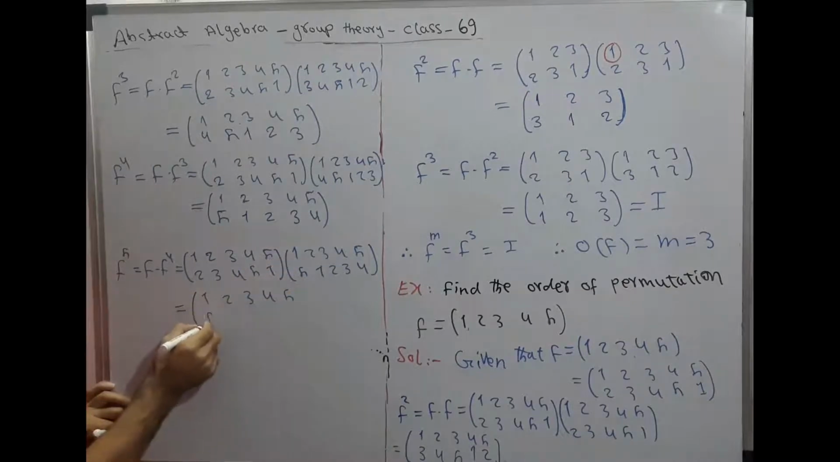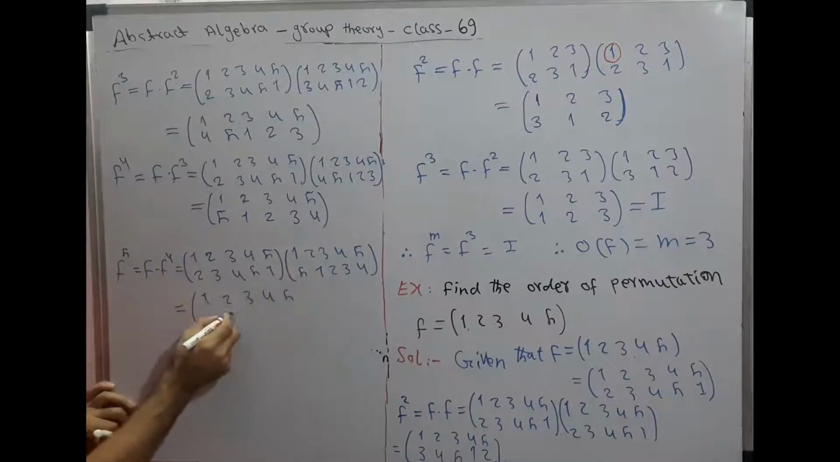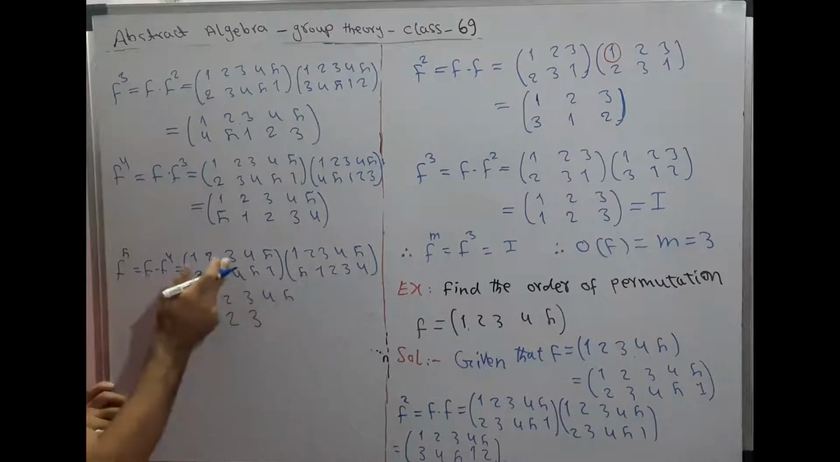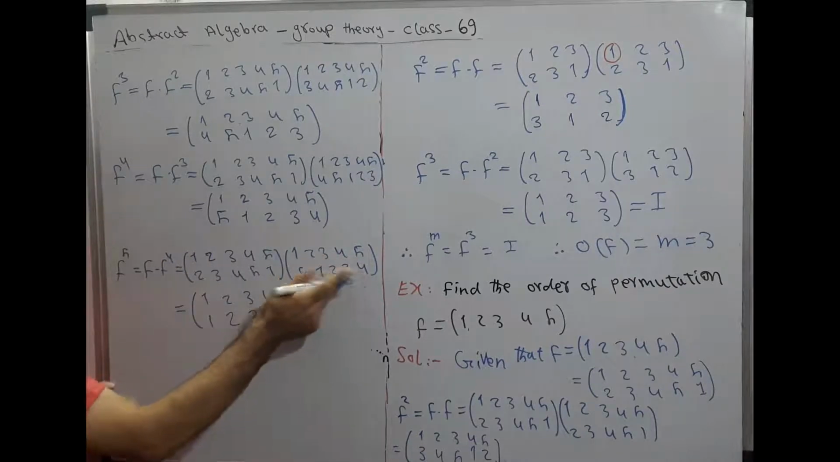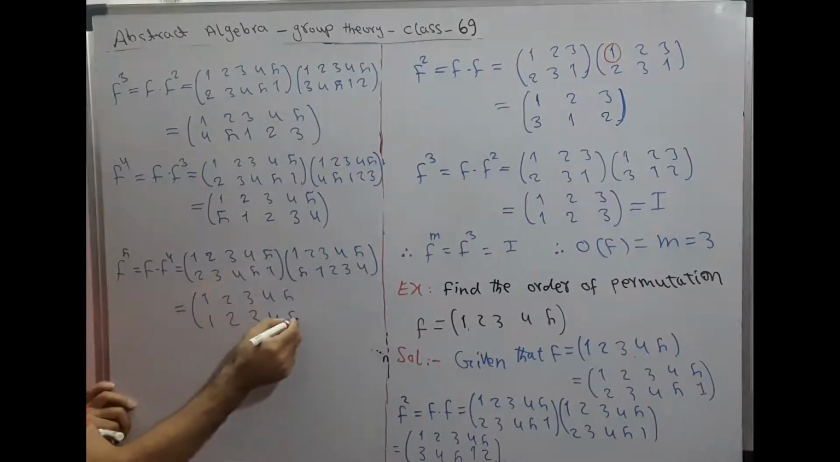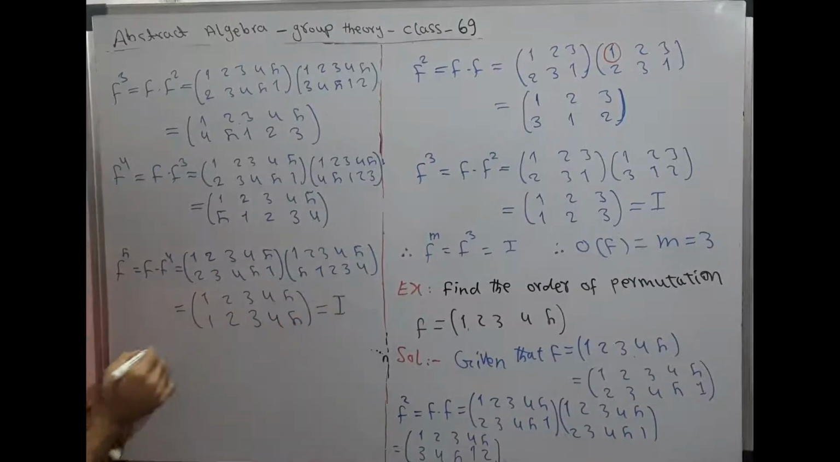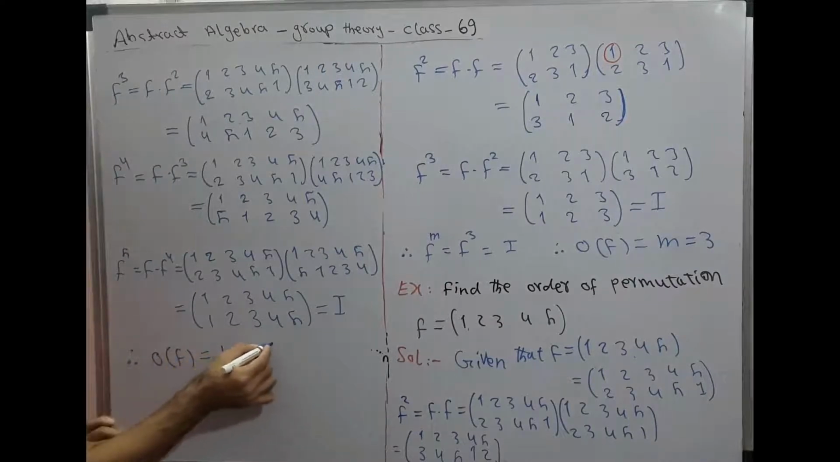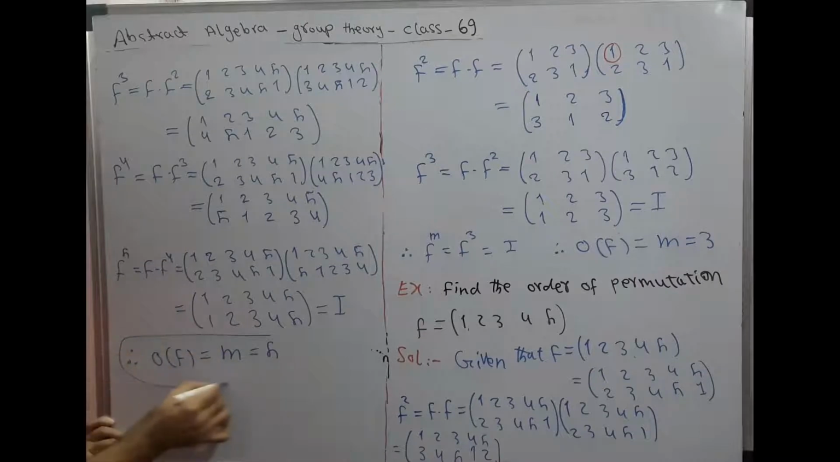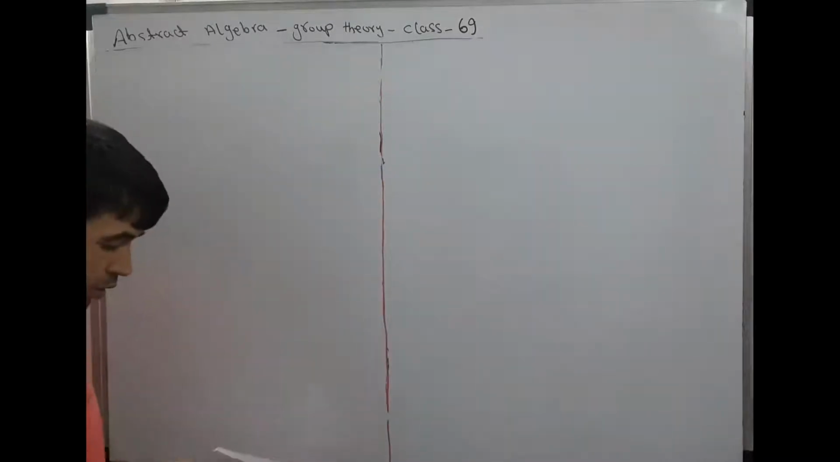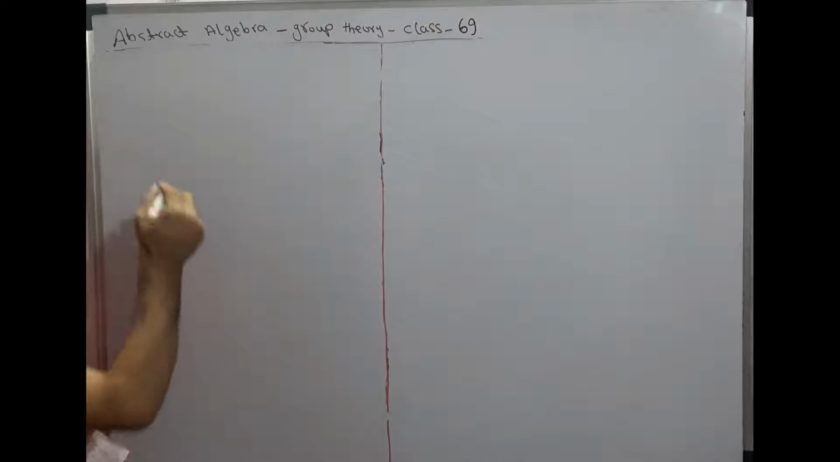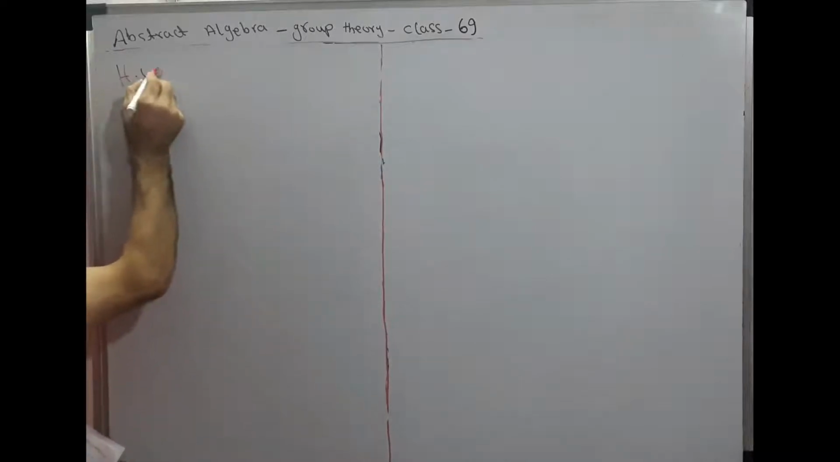Image of 1 is 5, image of 5 is 1. Image of 2 is 1, image of 1 is 2, image of 3 is 2, image of 2 is 3, image of 4 is 3, image of 3 is 4, image of 5 is 4, image of 4 is 5. Actually it is the identity element. Therefore the order of f is n equal to 5. This is the solution of the example. There are three examples, three homework problems you have to do by yourself.